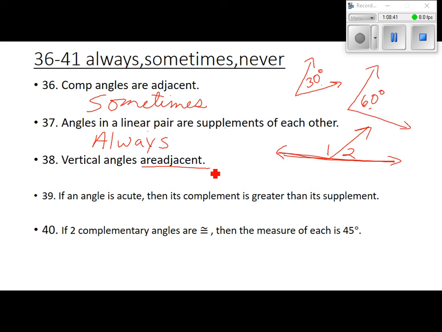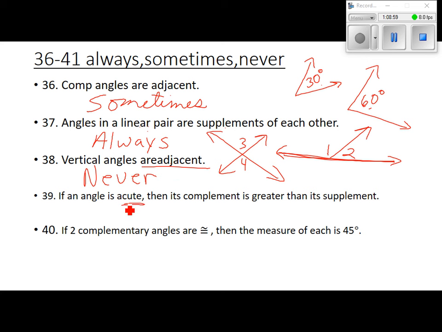So you've got two vertical angles. If I draw my picture here, angle 3 and angle 4 are vertical angles there. Are they ever adjacent to each other? Never. Vertical angles can't be adjacent. Part of the definition says vertical angles are non-adjacent angles.